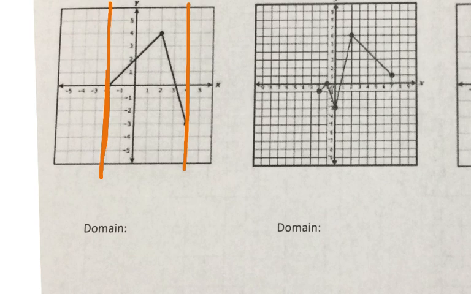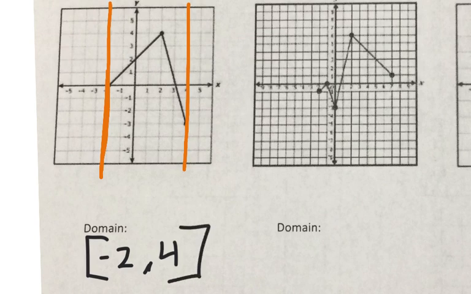So here's how we say that. The domain goes from -2 to 4. So -2, 4. It includes -2, so we put a bracket around -2. It includes 4, so we put a bracket around 4.